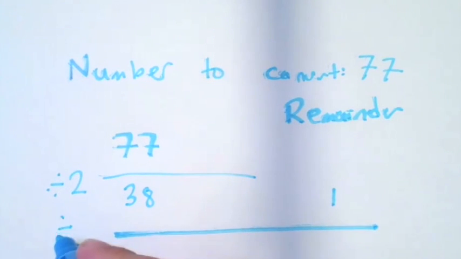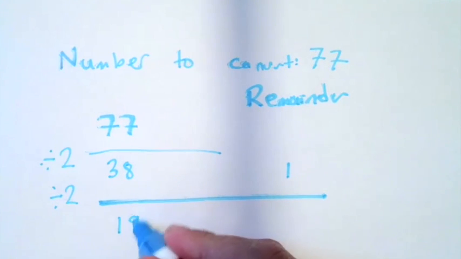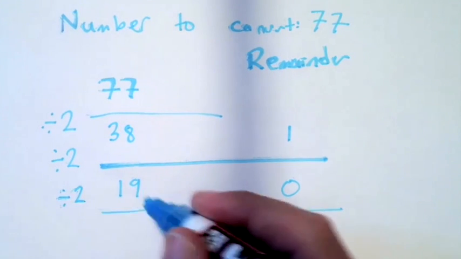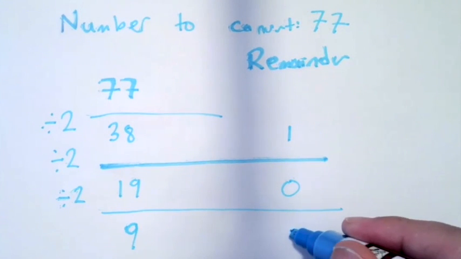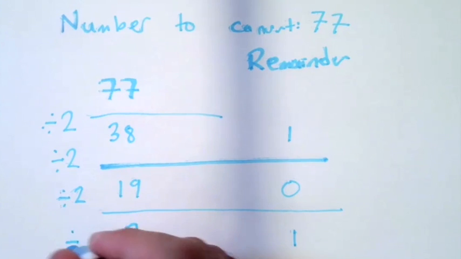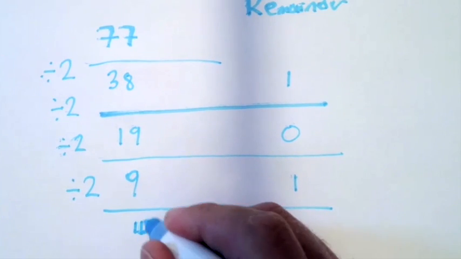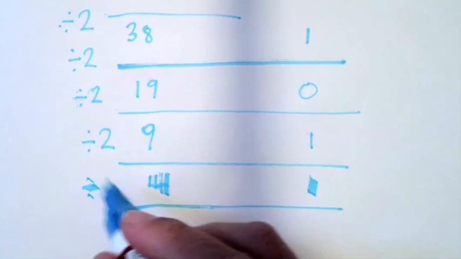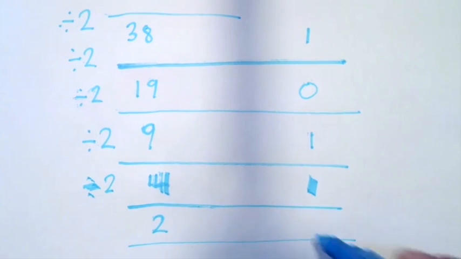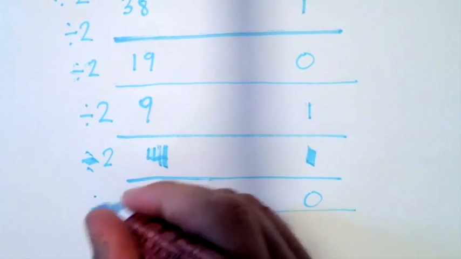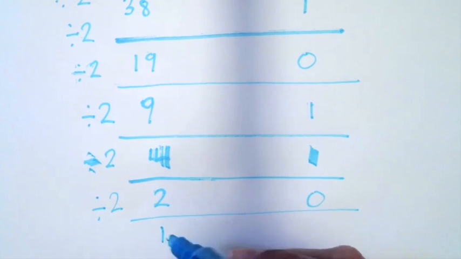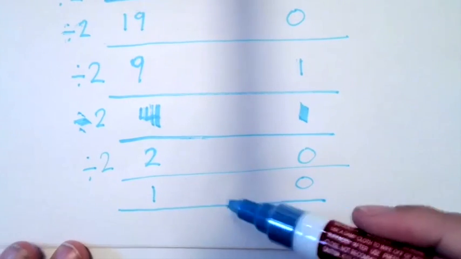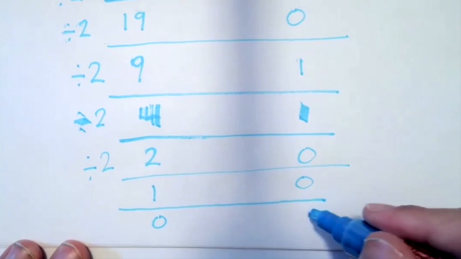And then if I divide 38 by 2, I get 19 with a remainder of 0. And then if I divide 19 by 2, I get 9 with a remainder of 1. And then if I divide 9 by 2, I get 4 with a remainder of 1. And then if I divide 4 by 2, I get 2 with a remainder of 0. And if I divide 2 by 2, I get 1, with a remainder of 0. And then if I divide 1 by 2, I get 0 with a remainder of 1.